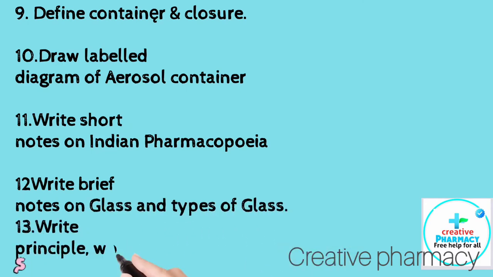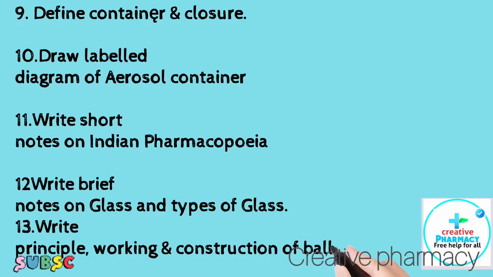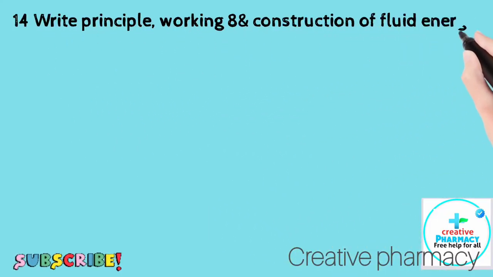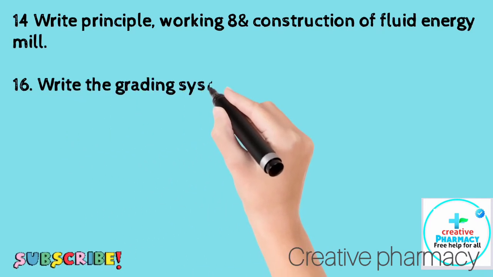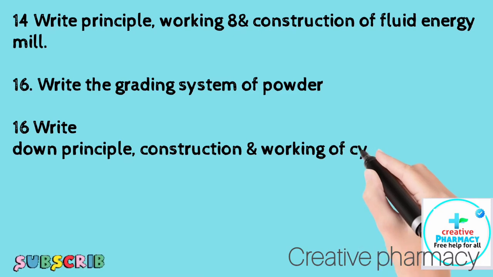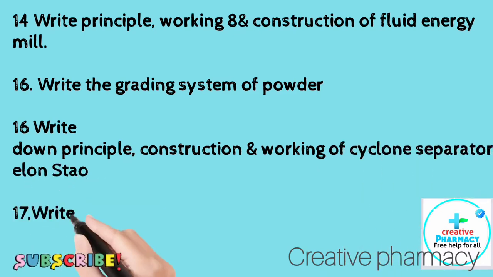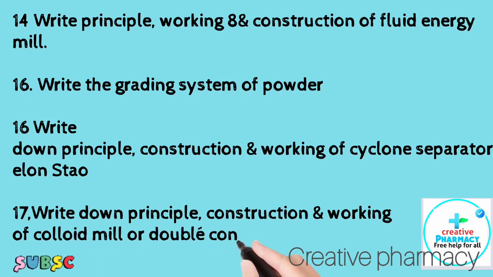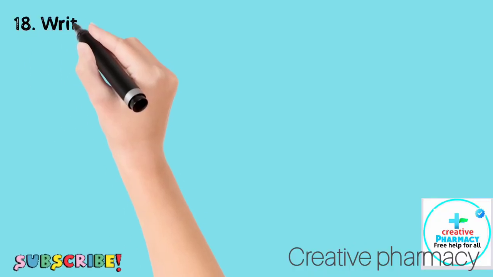13. Write principle, working and construction of ball mill. 14. Write principle, working and construction of fluid energy mill. 15. Write the grading system of powder. 16. Write down principle, construction and working of cyclone separator. 17. Write down principle, construction and working of colloid mill or double cone blender.